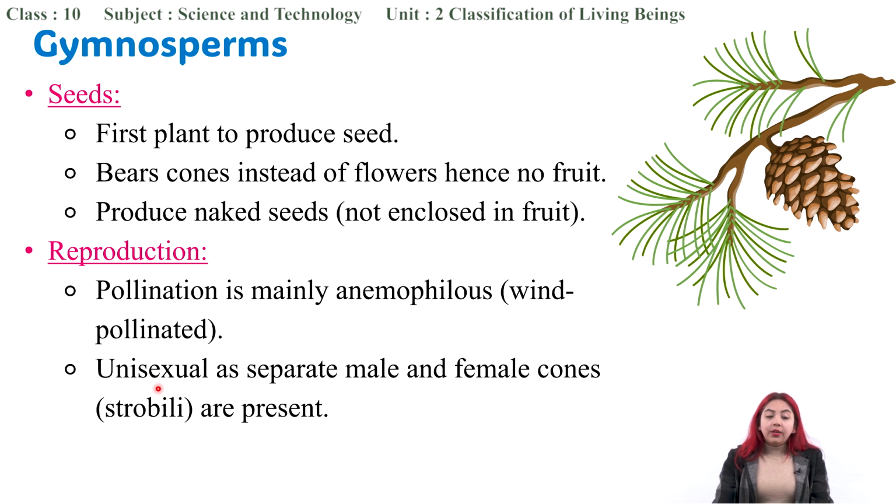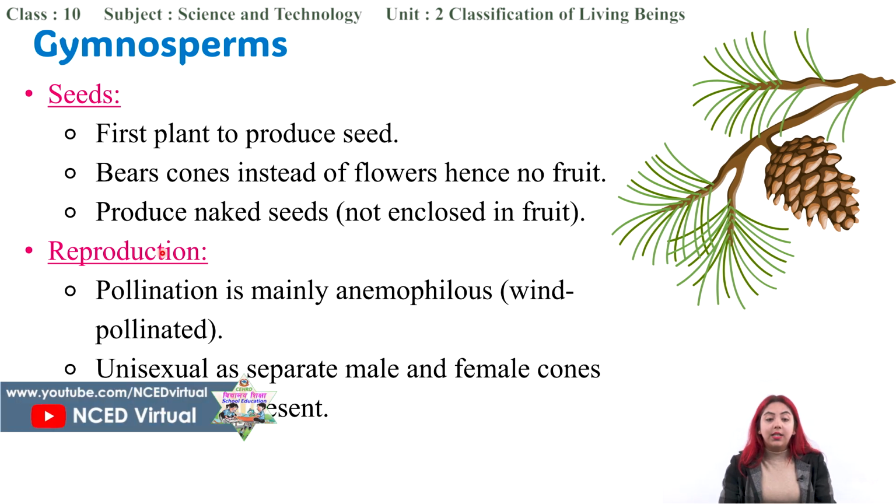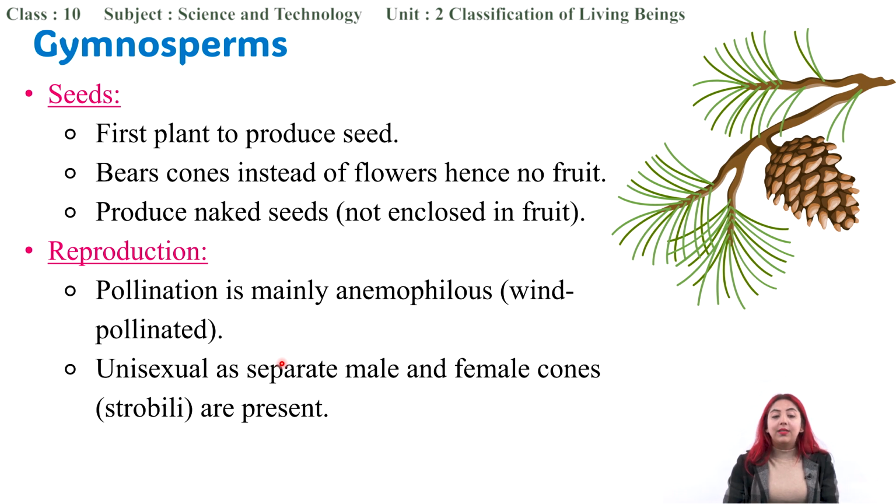Now, gymnosperms are unisexual because separate male and female cones are present, and the cones are also called strobili. You can see that the gymnosperms are unisexual because one cone contains only female sexual parts, and the other cone contains the male sexual parts. So due to the distinction between male and female, you can say that the gymnosperms are unisexual.